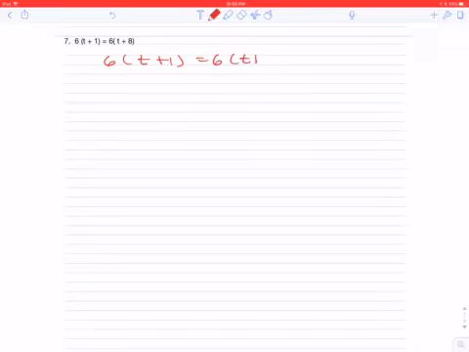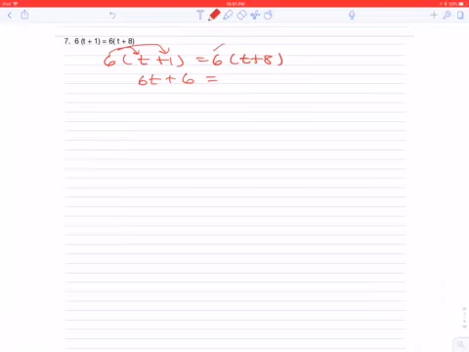The last one. Okay, so let's get rid of the parentheses by using the distributive property. So 6 times t is 6t, 6 times 1 is 6, equals 6 times t is 6t plus 6 times 8 is 48.